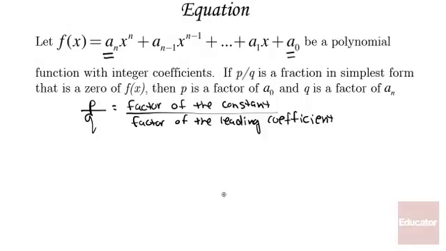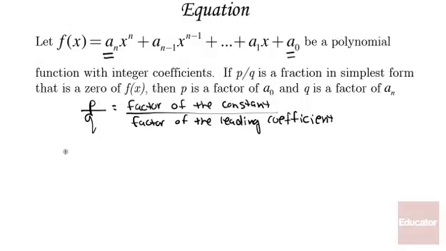Now, this is only a list, and we're going to talk about how you check the list and determine which ones, if any, are actually zeros, because it may turn out that none of these are zeros. It may turn out that the zeros are irrational or complex numbers. But if there are rational zeros, they'll be members of this list.